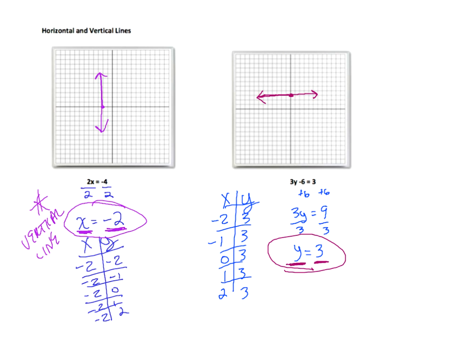Y'all good with horizontal and vertical? Check, check. Yay. We're going to finish early today. Whoopee!